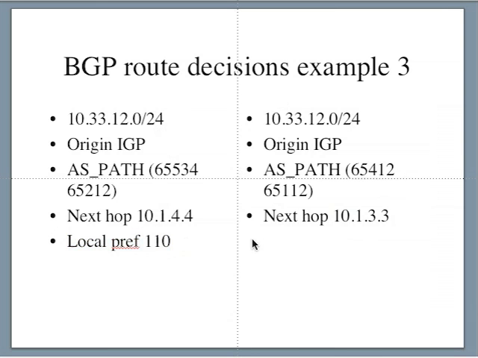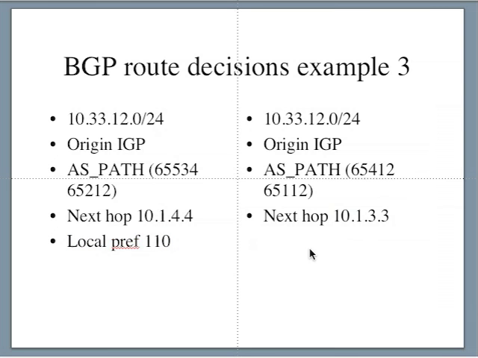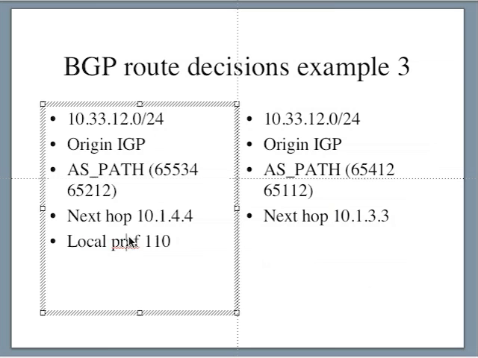So we're going to prefer the link on the left because it has a local preference of 110. The path on the right doesn't. We did not get an attribute for local preference, so the default is 100. And with local preference, higher wins. So we prefer the one on the left.